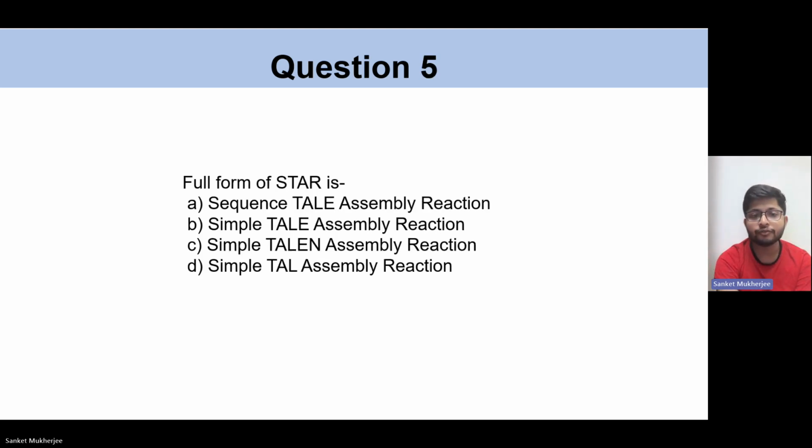Coming to the next question, the full form of STAR is: sequence TAL assembly reaction, simple TAL assembly reaction, simple TALEN assembly reaction, or simple TAL assembly reaction. We'll give a minute for everybody to think on this.